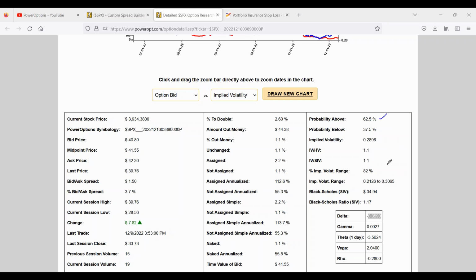And I may look for the same in a shorter term debit spread, because I want that better probability of being assigned. 7 days out, 14 days out, unless I have a really strong sentiment that the market's going to fall.